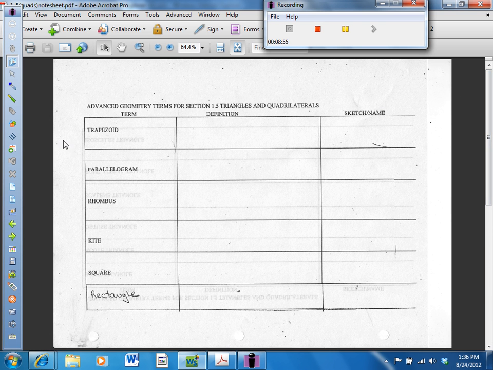Okay, now we're gonna talk about some of the quadrilaterals, right? All special quadrilaterals. Look at the pictures. Who can tell me what is a trapezoid? Yes. Michaela. With exactly one pair of parallel sides. Okay? So it's a quadrilateral with one pair of parallel sides.